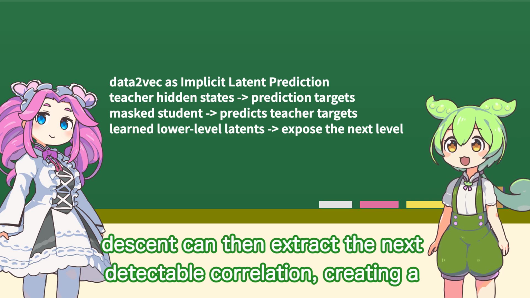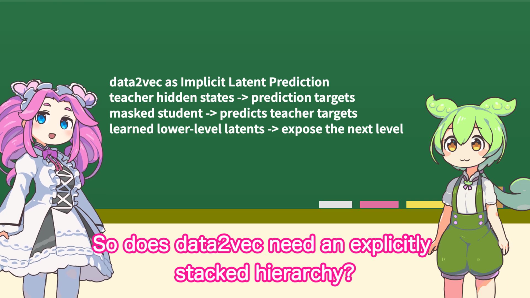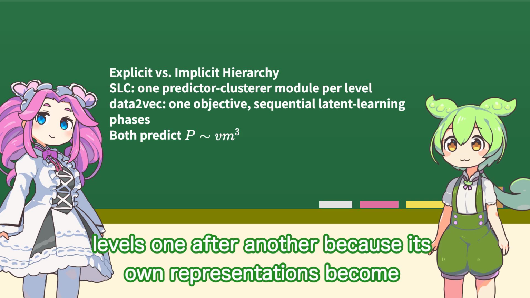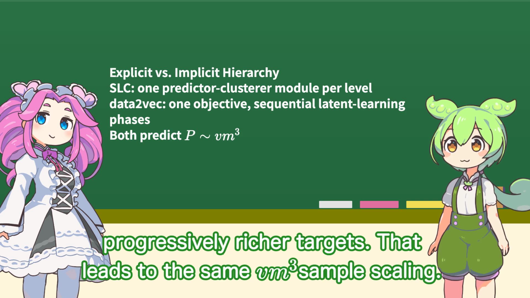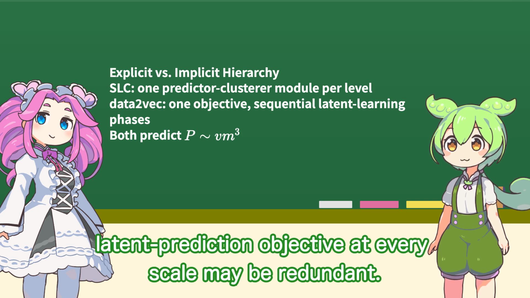Gradient descent can then extract the next detectable correlation, creating a sequence of implicit latent learning phases. So does data2vec need an explicitly stacked hierarchy? Not in this model. A single data2vec training objective can discover the levels one after another because its own representations become progressively richer targets. That leads to the same v times m cubed sample scaling. The paper therefore argues that explicitly stacking a separate latent prediction objective at every scale may be redundant.